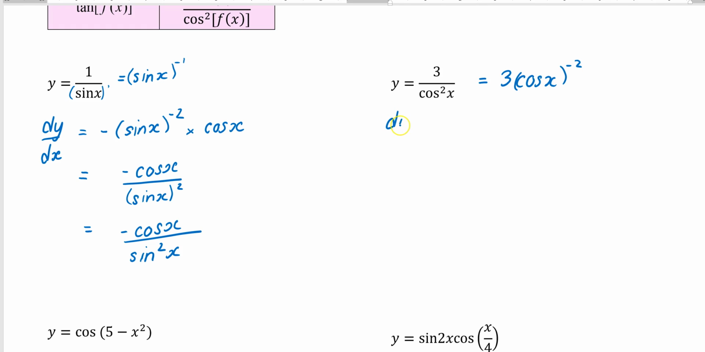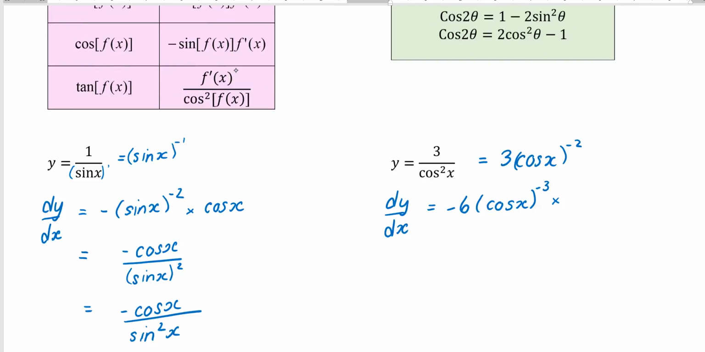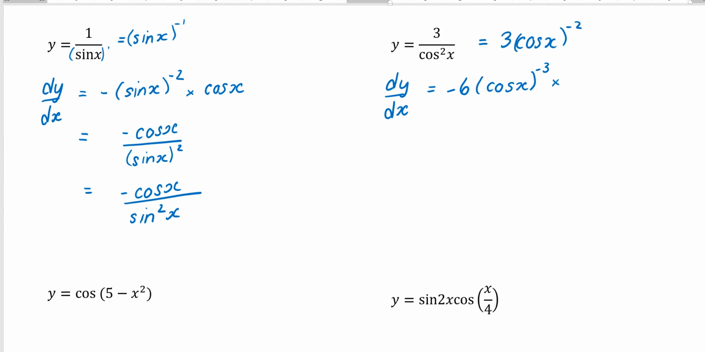So again, we're going to apply the chain rule, similar to what we just did in the example before. So the minus 2 comes out the front, times 3, so that's minus 6. We write the function cos x. We take away 1 from the power, but now we have to multiply it by the derivative of cos x. So we go up to our new rules. The derivative of cos x is minus sine x. So times that by minus sine x.